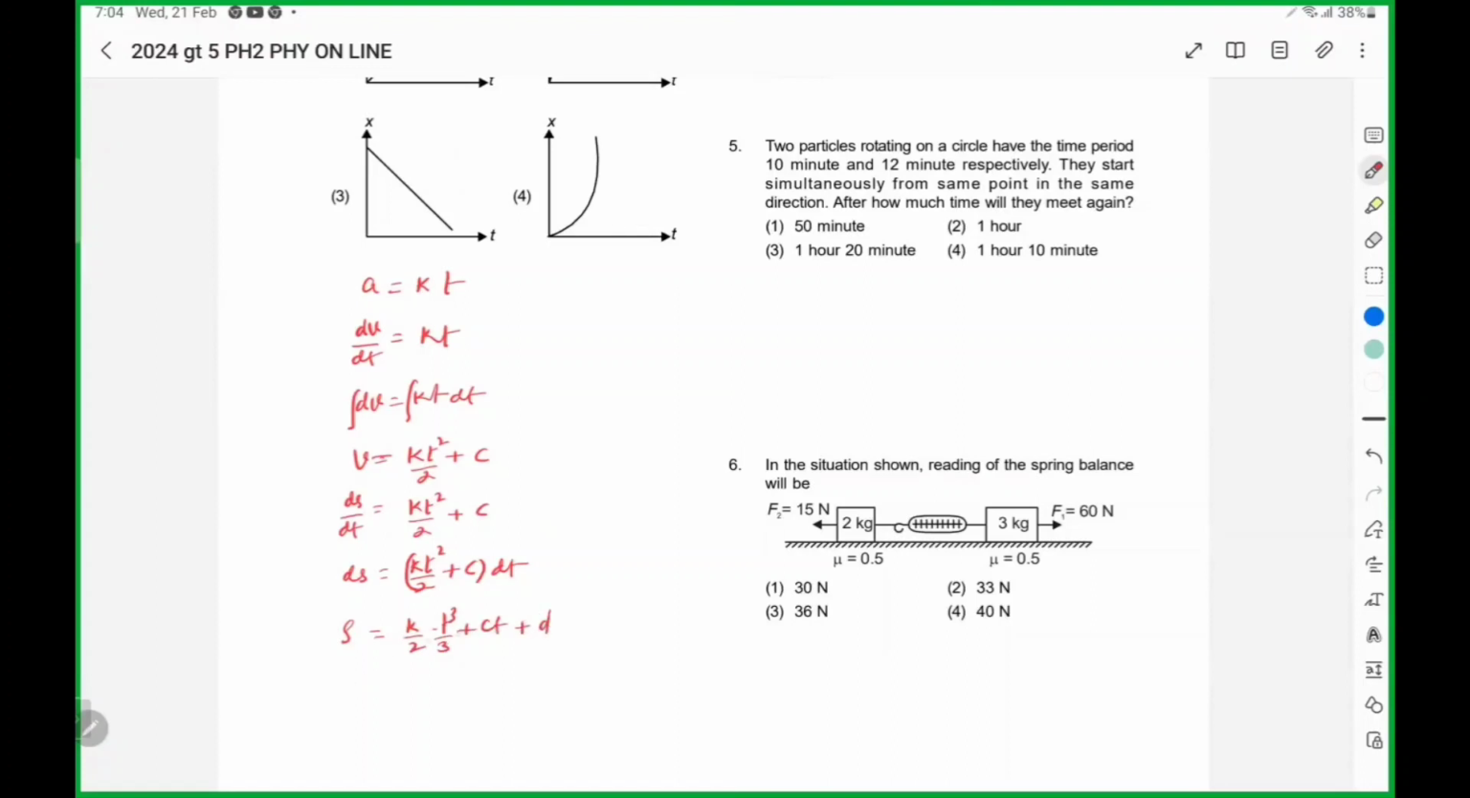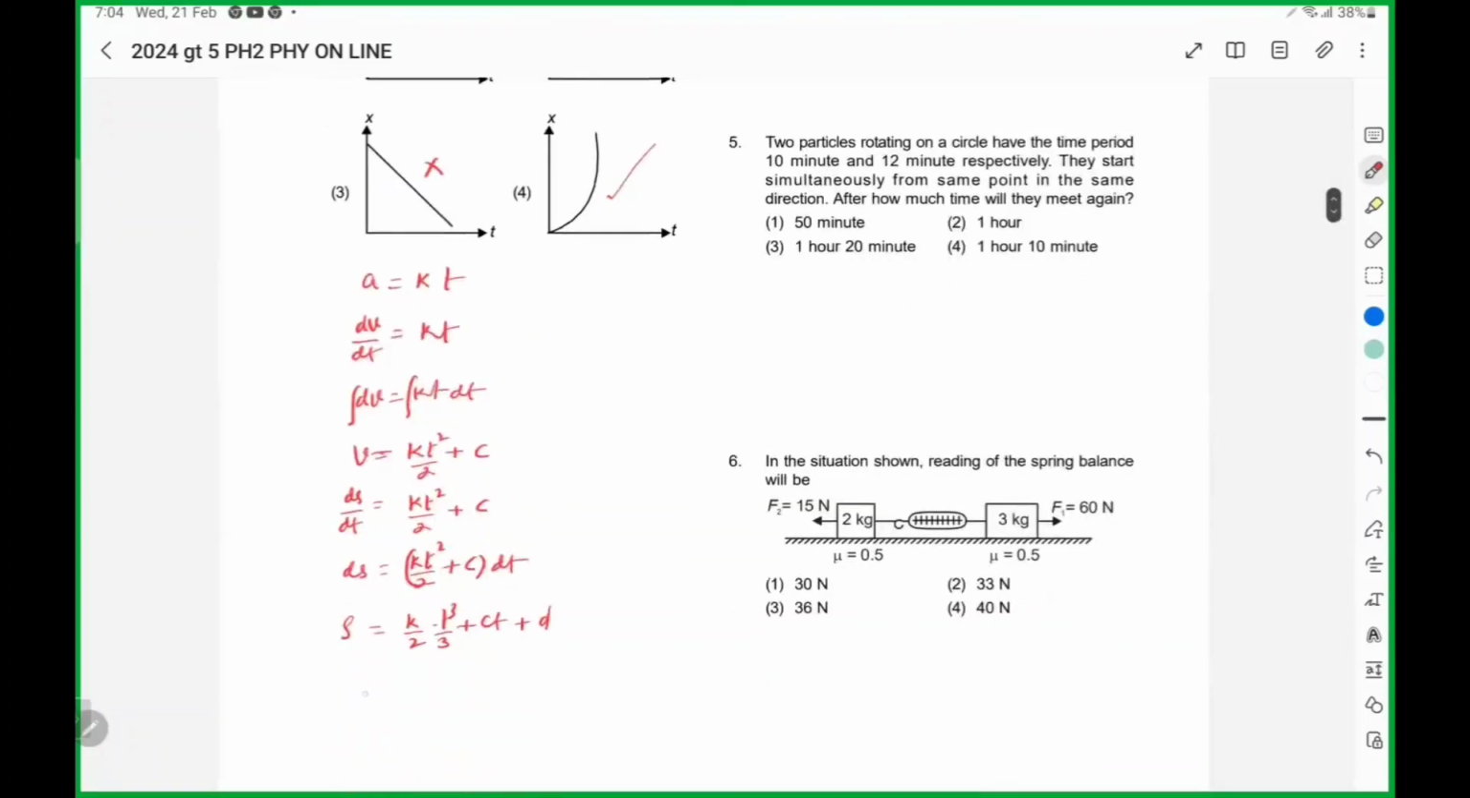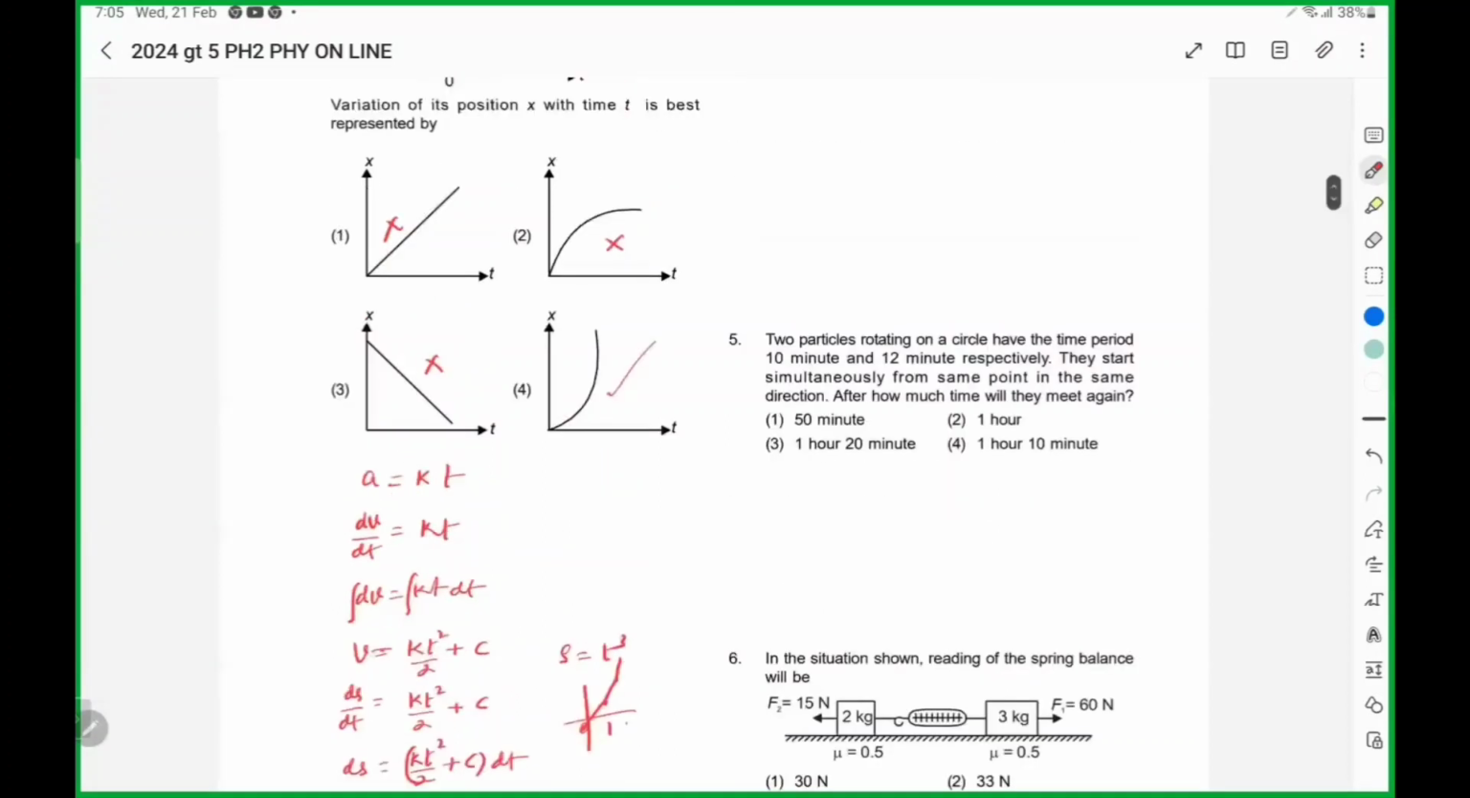It is a third degree, it cannot represent a straight line. The second one represents a parabola, so this can't be the answer. The fourth option is correct. Simple example: if you take S equal to t cube, t is 0, t is 1, t is 2, the graph will look like this. Time can't be negative, so it cannot extend. So the fourth option is correct.